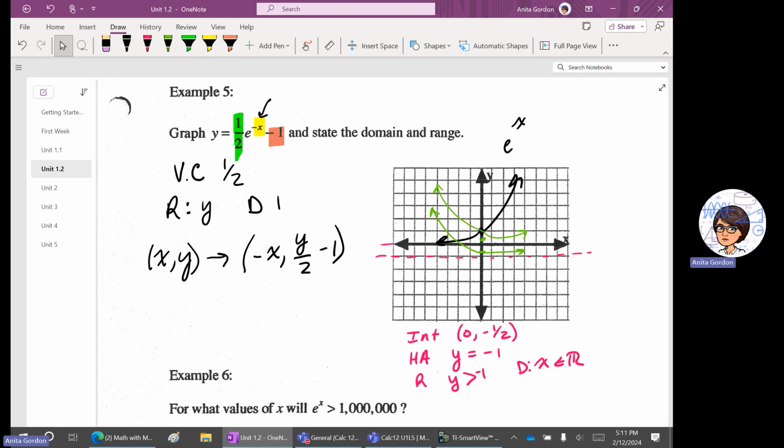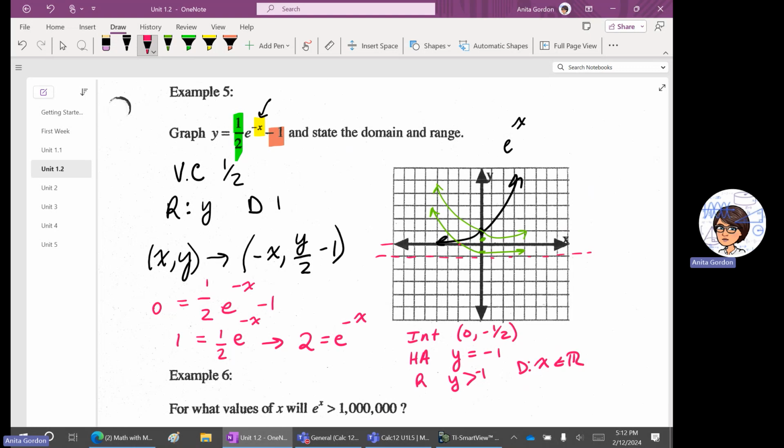Now, could you find what is the x-intercept of this graph? If y is 0, 1 over 2 e to the negative x minus 1. What is x? Can we work backwards? The answer is yes, we can. We add 1 to both sides, so 1 equals 1 over 2 e to the negative x. We multiply both sides by 2, so we end up with 2 equals e to the negative x.